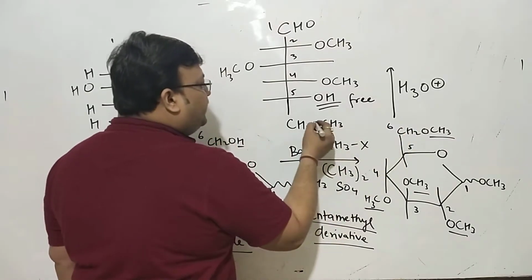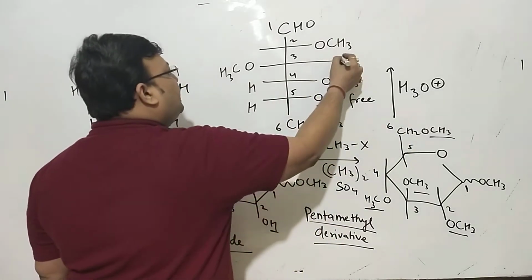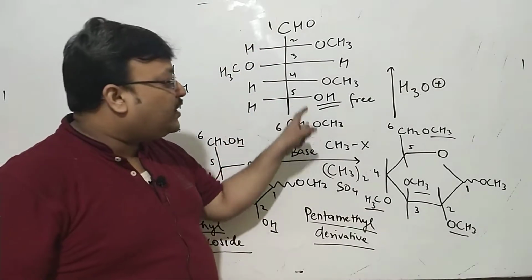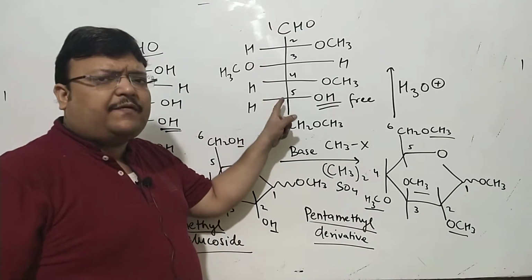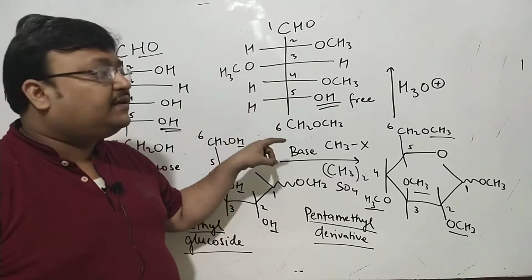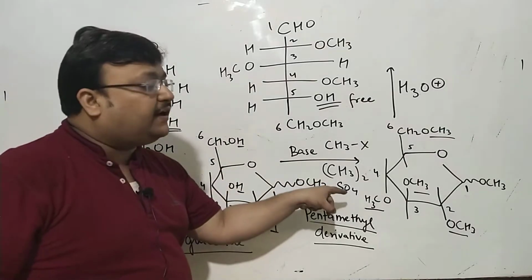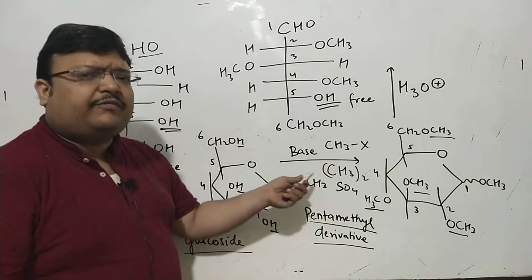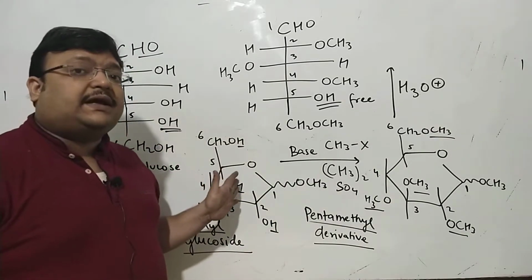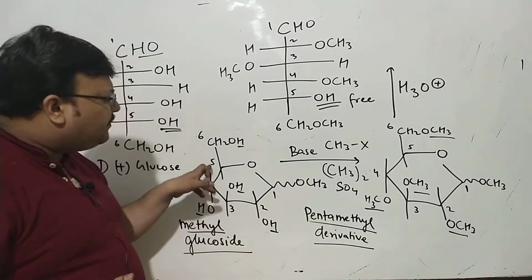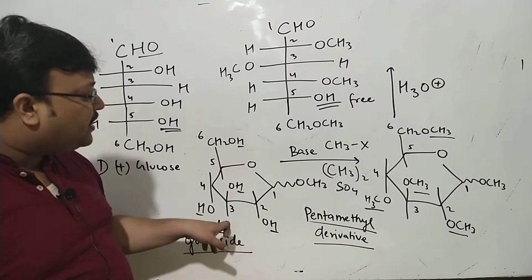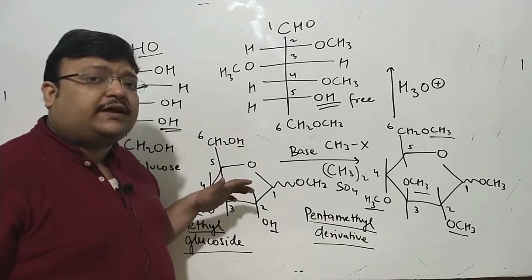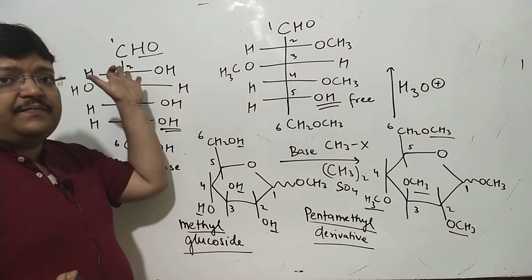So you will have OCH3 at the rest of the carbon atoms. Only at carbon 5, when you hydrolyze the pentamethyl derivative, you will find free OH, which means that carbon 5 was never methylated during exhaustive methylation. Carbon 5 was not methylated because it did not have a free OH. The rest had free OH. Carbon 5 did not have a free OH because this OH was used in the ring formation.